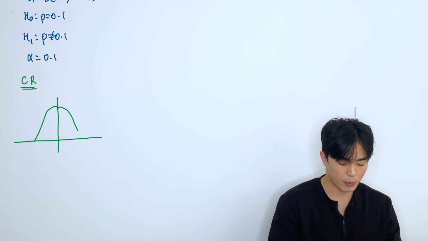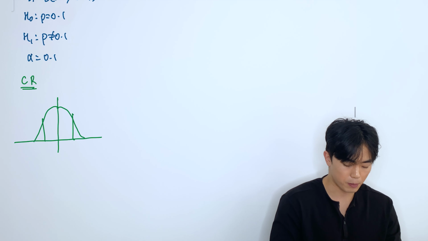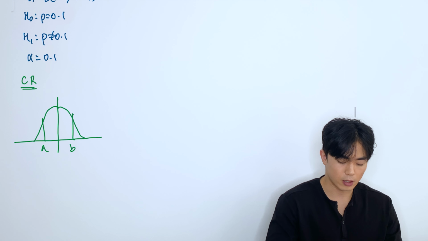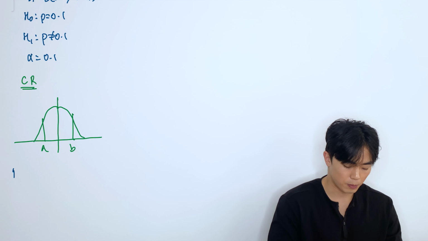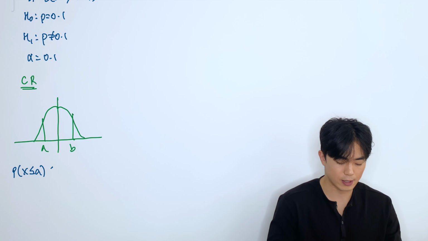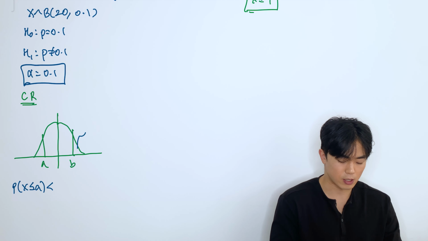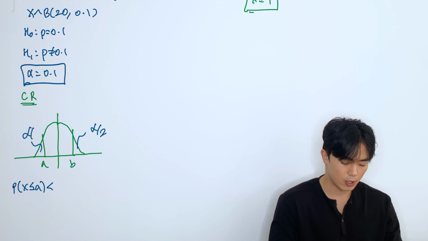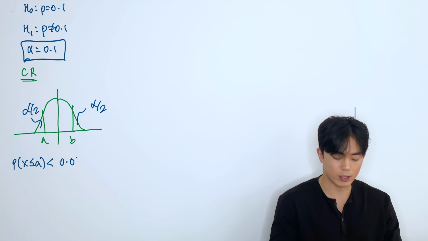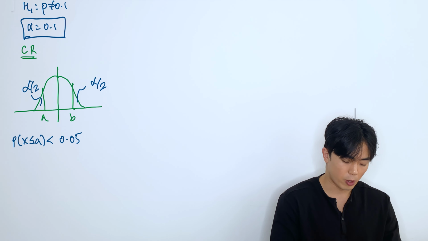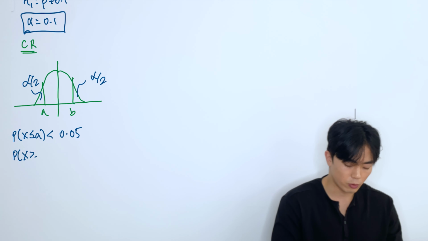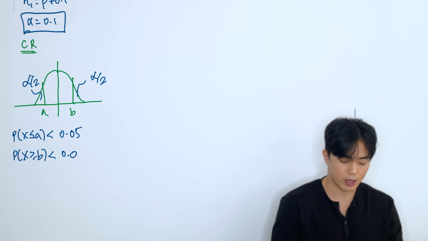Because it's a two-tailed test, remember I have to label two regions here, A and B. I can say that the probability of X being less than or equal to A has to be less than, even though alpha is 0.1, remember to divide it by 2. So this is alpha over 2 and alpha over 2. It's going to be less than 0.05 like this. And the second region will be when the probability that X is larger than or equal to B would also be less than 0.05 like so.